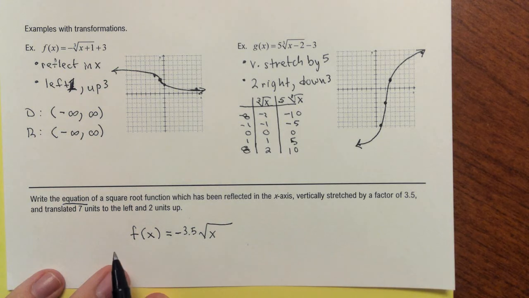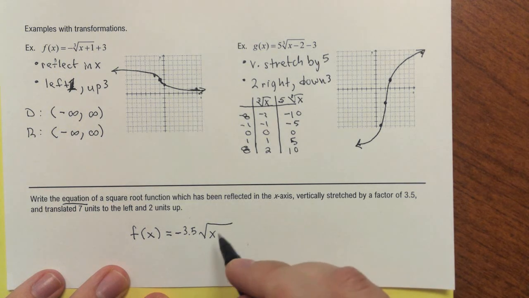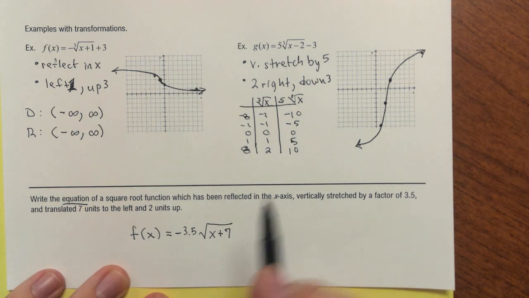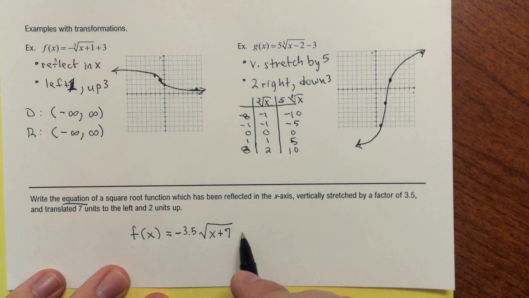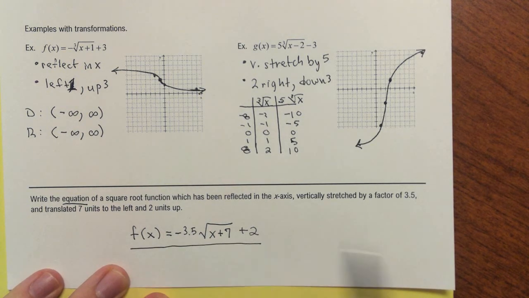To go 7 units to the left and 2 units up, as I know, the horizontal translation must go inside the radical. So to go 7 left, I will actually go plus 7. So I remember the signs work opposite in there. To go 2 units up, I will add 2.